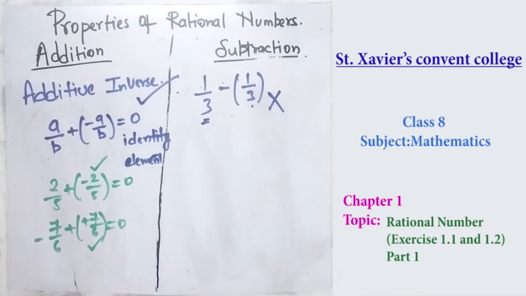So these are the properties of rational numbers which you are going to use in the exercises, and this finishes your notes for exercise 1.1 and 1.2. Now we will discuss the questions given in exercise 1.1 and 1.2.